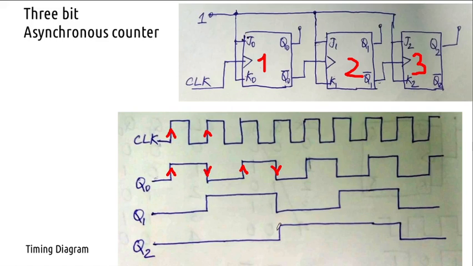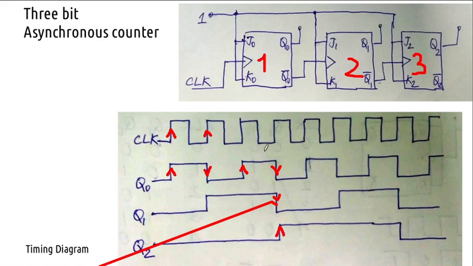Again, if you follow this case, flip-flop 3 is triggered by Q1 bar. So it should get triggered at the positive edge of Q1 bar. That corresponds to the negative edge of Q1. So this is corresponding to the negative edge of Q1. This is undergoing triggering, right?